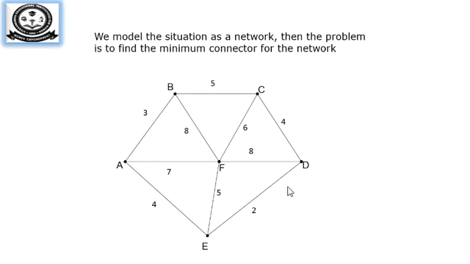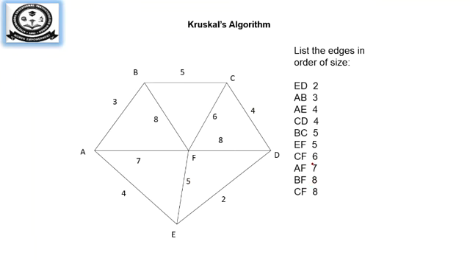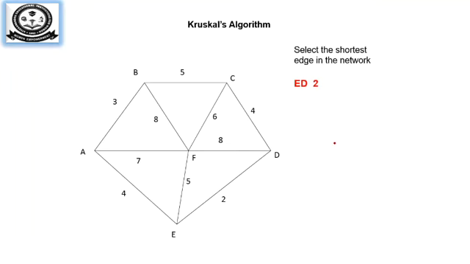So we'll try to find the minimum path. So what we'll do is, first we will list out all the edges along with the cost of the edge. I have sorted all the edges in ascending order based on the cost of the edge. Now we'll choose the first edge.